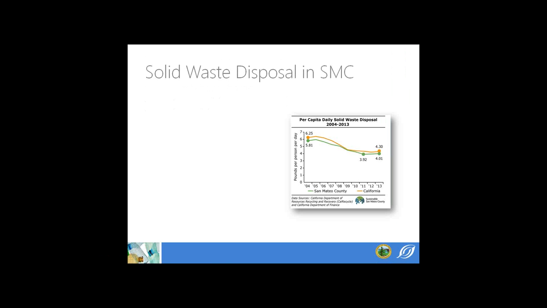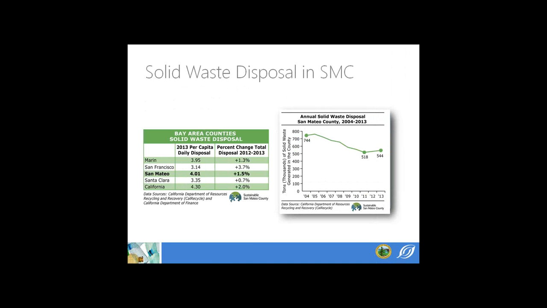In San Mateo County, the per capita daily disposal is 4.01 pounds in 2013. It's a slight increase at that time, but basically from 2004 to 2013, the county had a 31% reduction in disposal. And then you could see that there's about 543,000 pounds of material generated, and you could see how it compares to some of the other counties in the area: Marin, San Francisco, Santa Clara, and then California overall. So San Mateo County is definitely below the California average, and it's right in there, maybe a little bit higher than some of the other local counties.